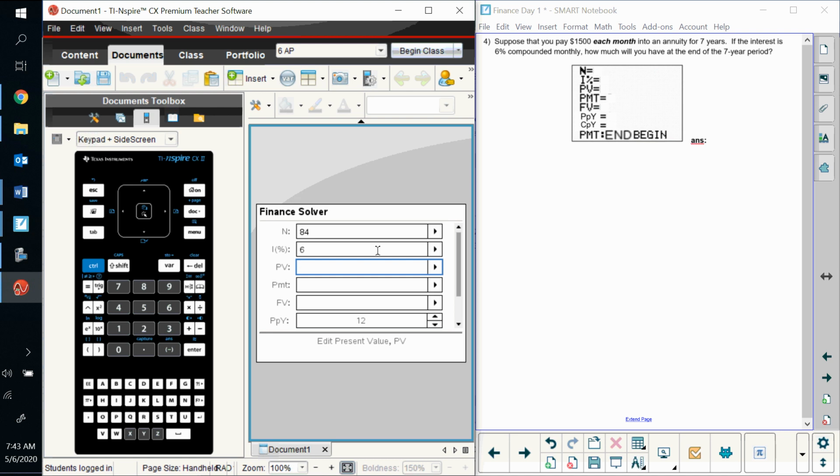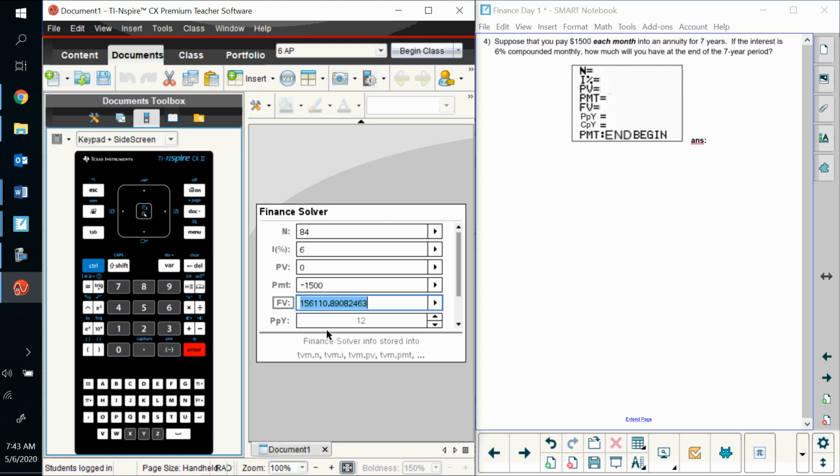So we're doing 1,500 each month. At the very start, there's actually nothing in there, so our present value is 0. But the payment we're making out of pocket, we're paying 1,500 each month, so that would be a negative. Then we're going to find the final value. If you hit enter, this gives us the final value from doing those payments of 1,500 a month into the annuity and getting the interest on it. So our final value, we got $156,110.89.